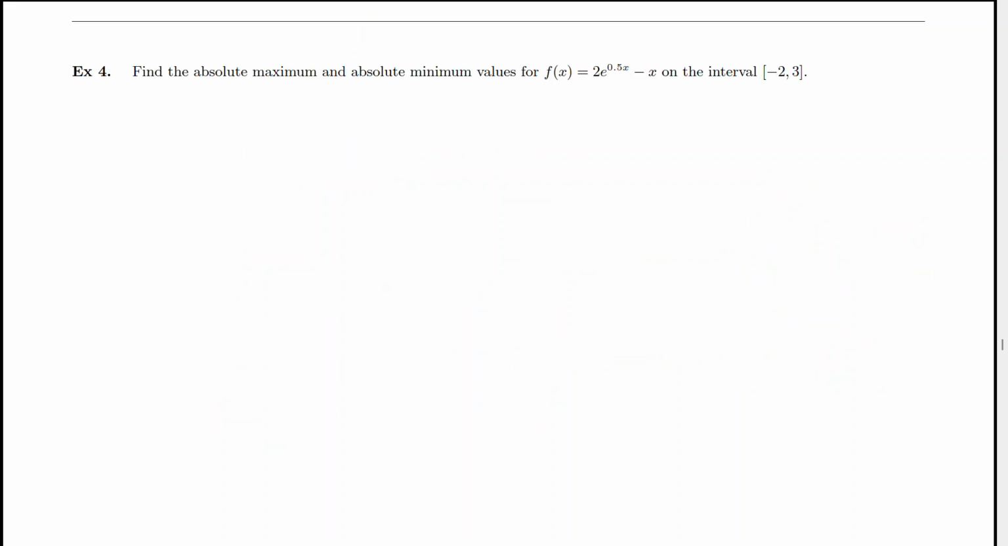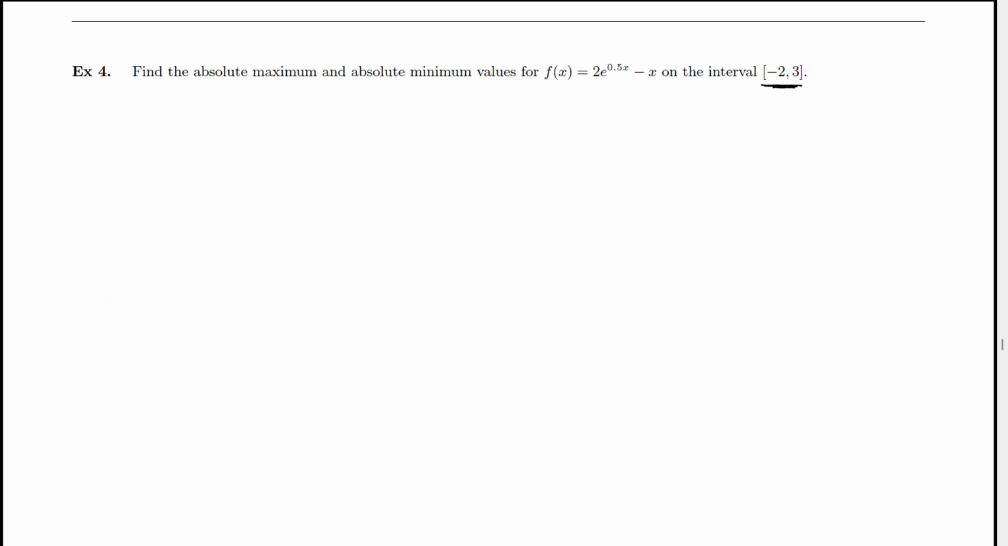We have one more to try out. This one has an exponential in it. So the math is going to be slightly more difficult, but the steps are basically the same as before. So I'm going to give you a minute here to pause and try to figure out the maximum and minimum of this function f of x on the interval that we are given.